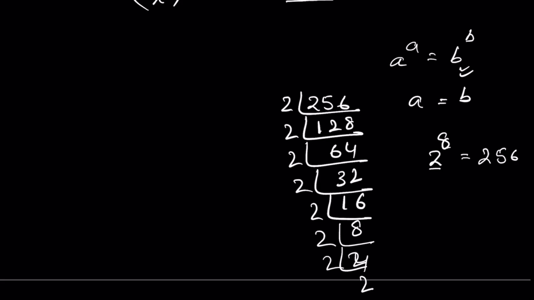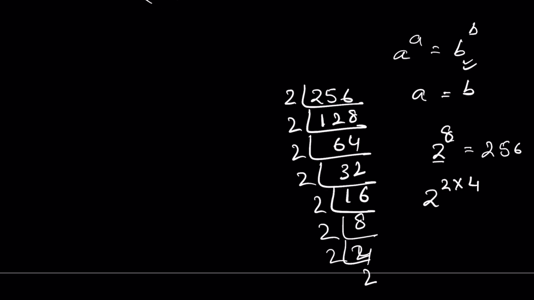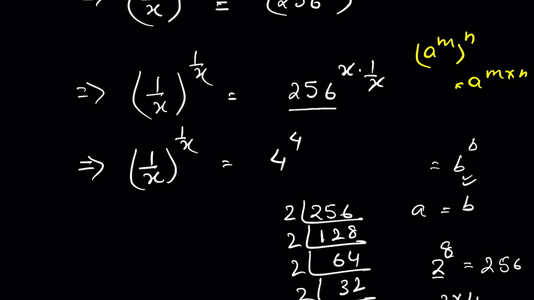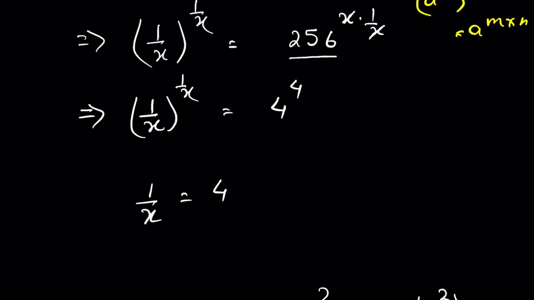So, what if we write 2 to the power 2 times 4, or we can also write it as (2^2)^4, and 2 to the power 2 is 4, so we can write it as 4 to the power 4. So, (1/x)^(1/x) is equal to 4^4, which we can write instead of 256, or 1/x is equal to 4. That means x is equal to 1/4.